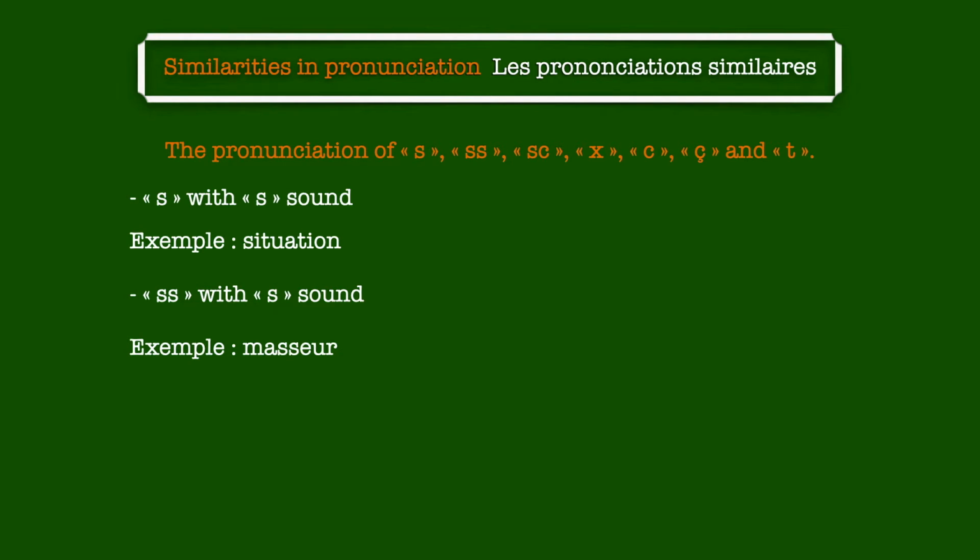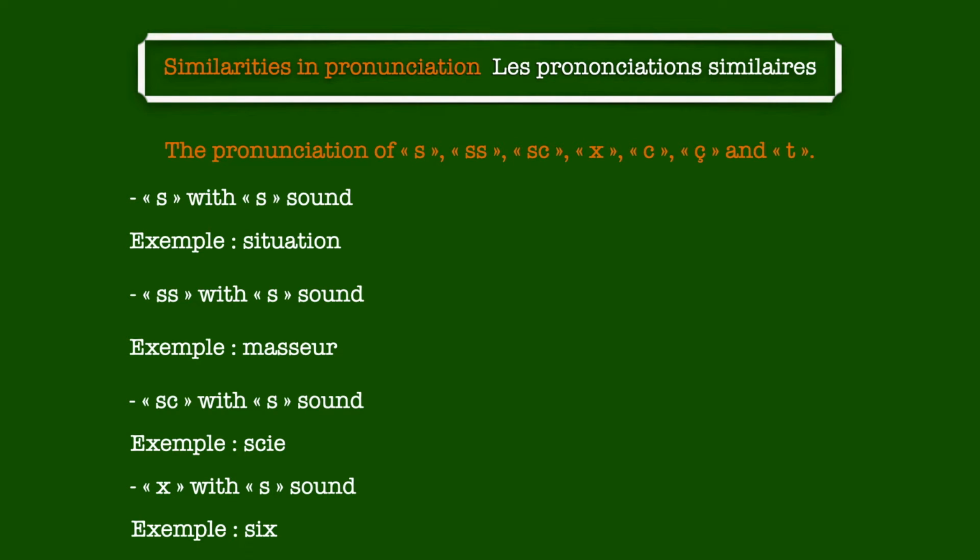Double S has an S sound like in rasseur. An S followed by a C also has the S sound. Let's see this with the word si. We have also seen previously that X can have an S sound. That's what you can hear with the word six.